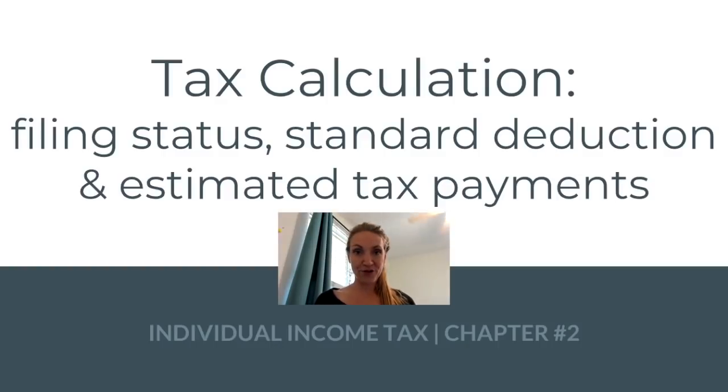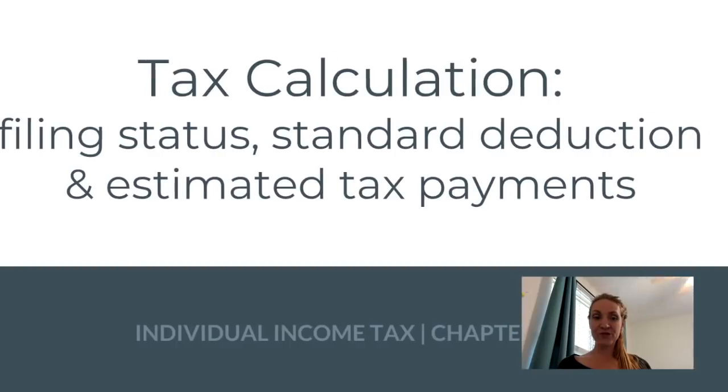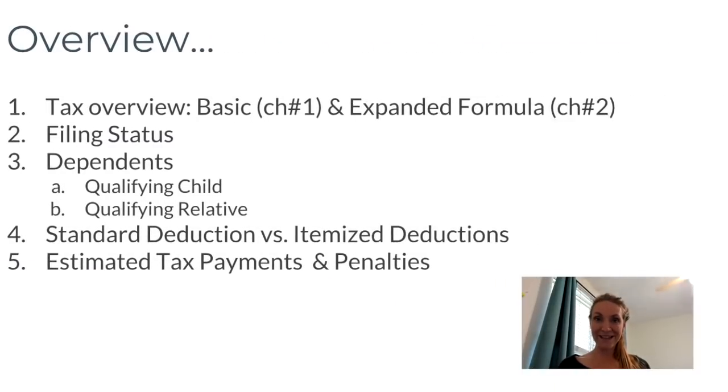Welcome to our Chapter 2 lecture where we're going to go deeper into the basic tax calculation that we covered in Chapter 1. We'll do that by going over the basic versus the expanded formula for tax calculation and also looking at an example and looking at the old and new tax forms to understand the concept of AGI and the calculation. And this will include going through the filing statuses, dependents, both qualifying child and qualifying relative rules, standard deduction versus the itemized deductions, estimated tax payments, and penalties.